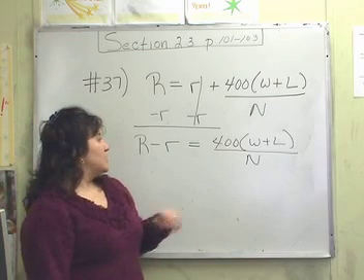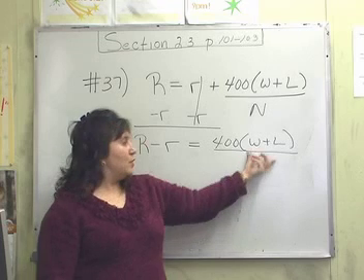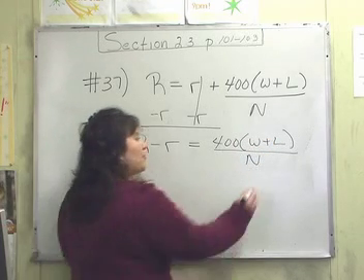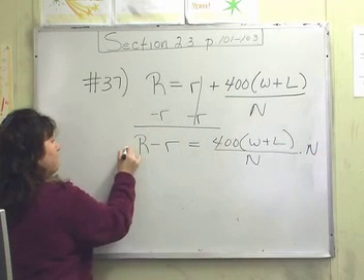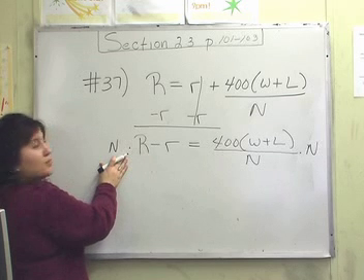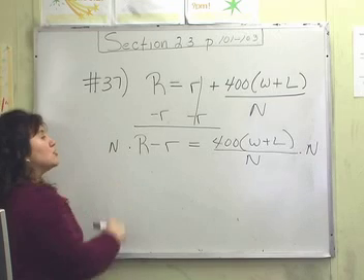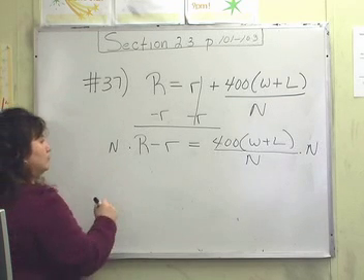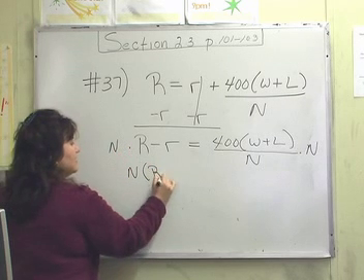We're still trying to solve for L. Now I'm going to transpose the N. Because the step is the numerator divided by N, opposite operation, I will multiply both sides by N. On the left-hand side, when I multiply both sides by N, I can leave it as is, or I can distribute the N. I am going to write it as is.